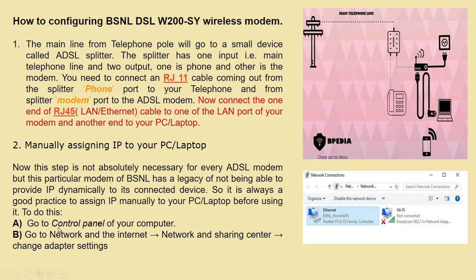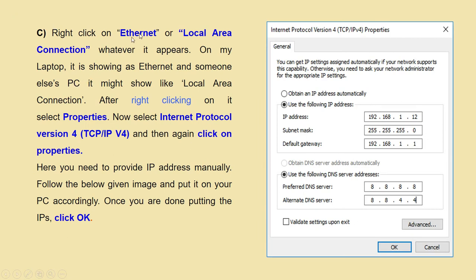So first go to your Control Panel, then inside it select Network and Internet, then select Network and Sharing Center, and Change adapter settings. Then right click on your Ethernet or Local Area Connection, whatever it appears. On my laptop it is showing Ethernet, and on someone else's it might be Local Area Connection. After right clicking on it, select Properties. Now select Internet Protocol Version 4 (TCP/IPv4). There are v4 and v6, you have to select v4 and then click on Properties.